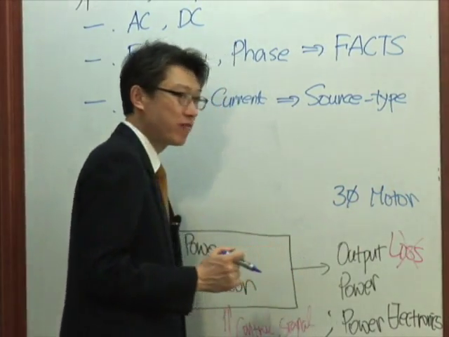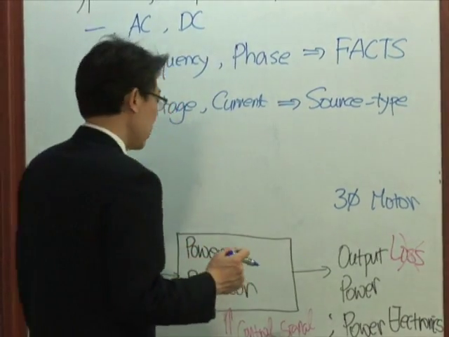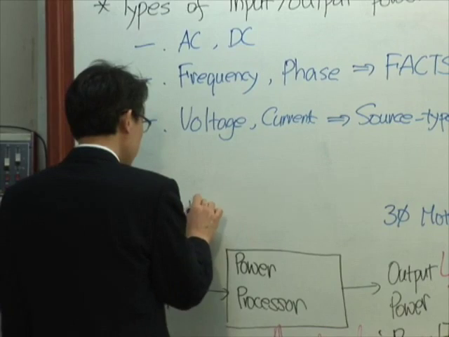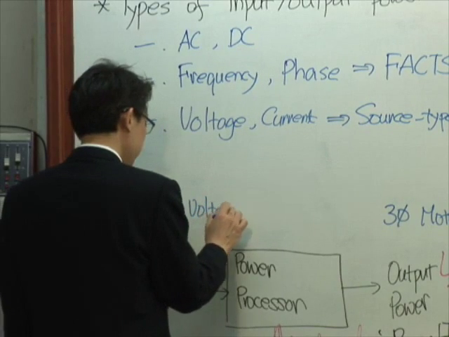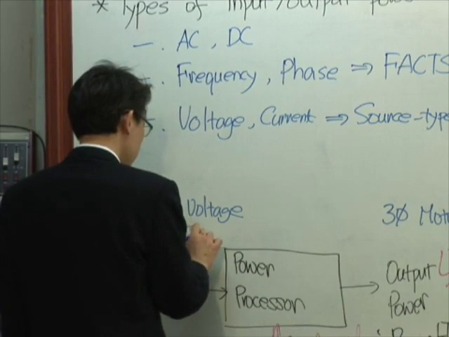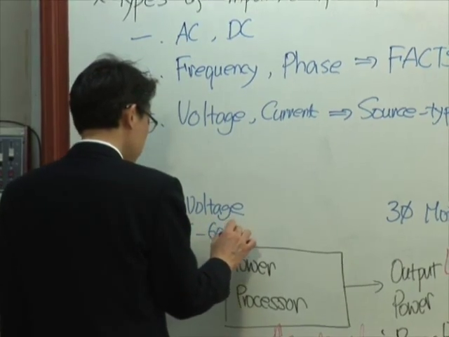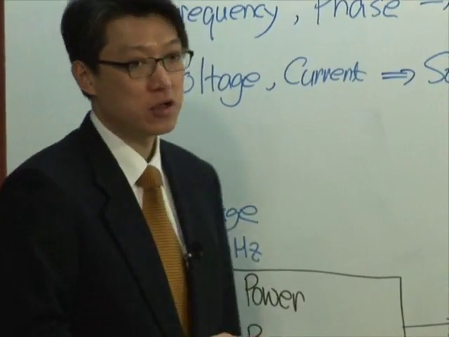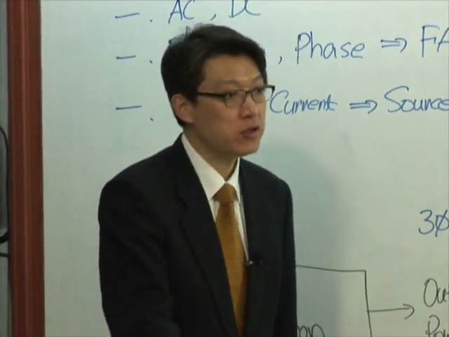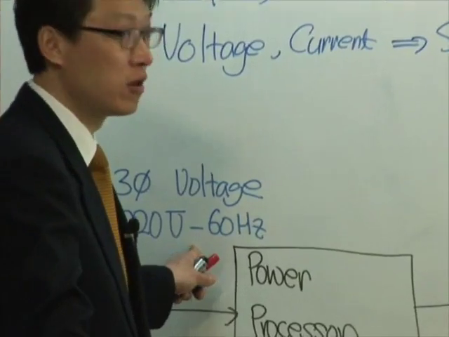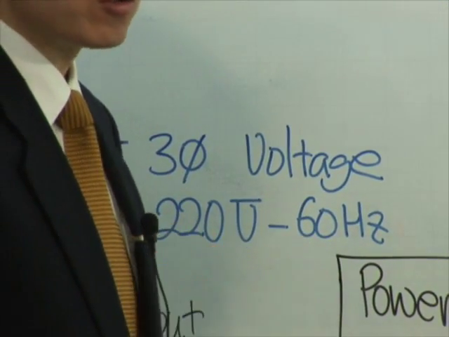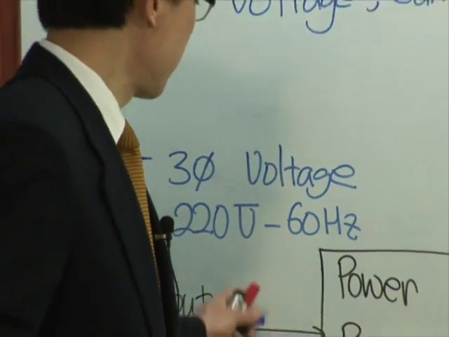Okay, I'd like to drive a motor. And the input is three-phase voltage, maybe 220 volt, 60 hertz. Okay, amplitude is fixed, frequency is fixed, phase is fixed. It's a continuous type of power. We get the power from KEPCO, 한국전력, continuously, right? It's not pulse, it's three-phase.